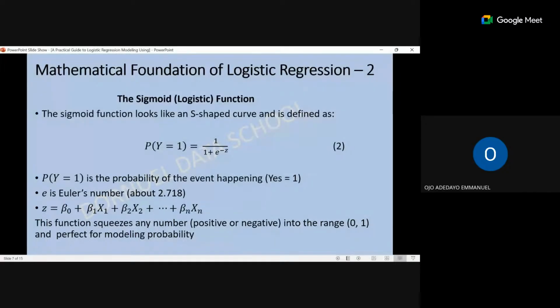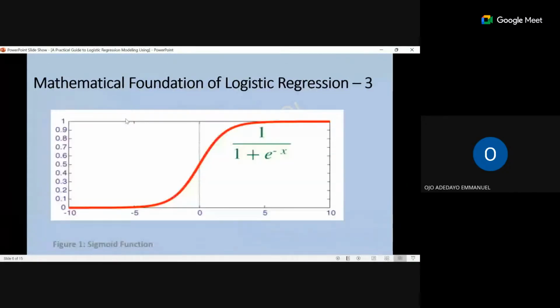And it is perfect for modeling probability. So this is the sigmoid function. It takes its value from 0 to 1. It predicts 0 to 1.